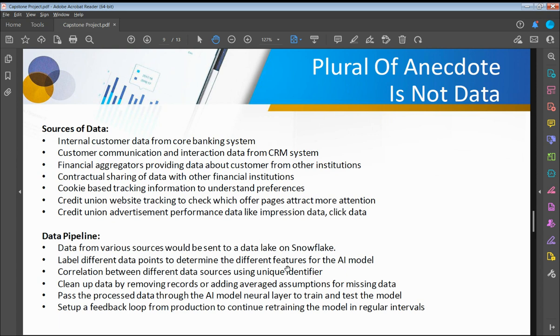There are different kinds of tools to provide assumptions based on mean or median across different records, or putting a null value on those records as well. So we'll be using those kinds of tools to find out the assumed value for the missing data. Once we get this data cleaned up and processed, we'll pass it through the AI model's neural layer to train and test the model. And after it has gone live, we'll set up a feedback loop from production to continue retraining the model at regular intervals.